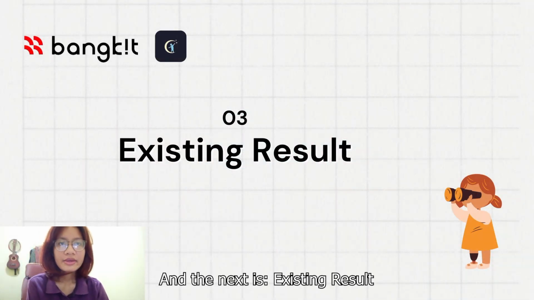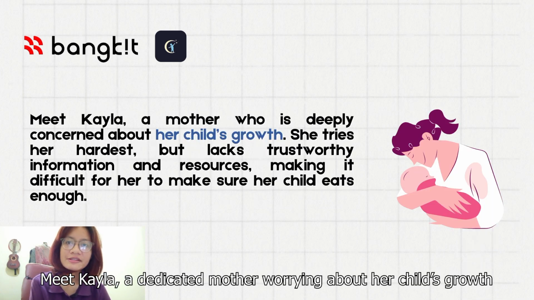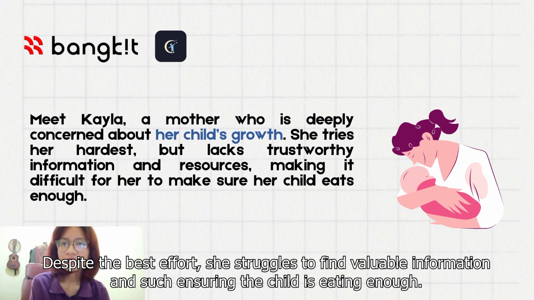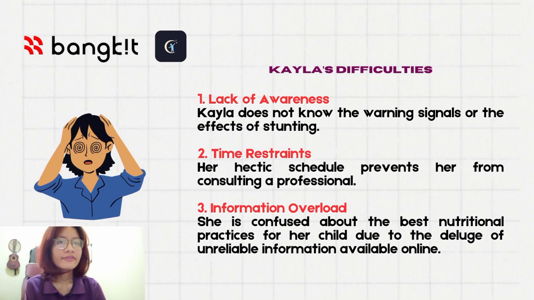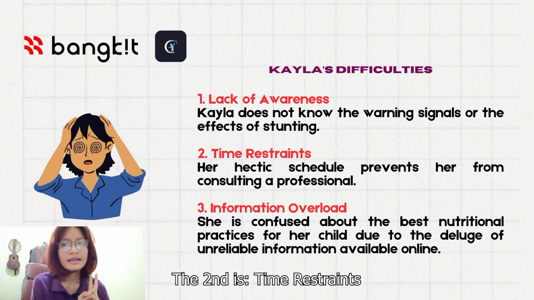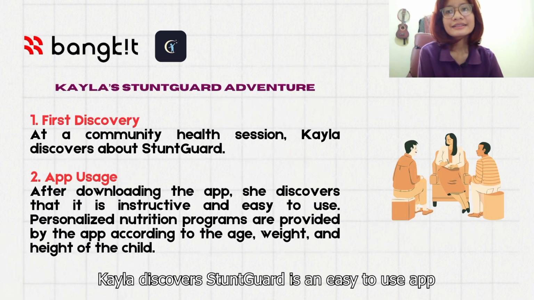The next is existing result. Did Kayla, a dedicated mother, worry about her child's growth? Despite her best effort, she struggled to find valuable information and research to ensure her child is eating enough. Kayla faced several challenges. The first is lack of awareness, the second is time restraint, and the third is information overload. Kayla discovered StuntGuard, an easy-to-use app.